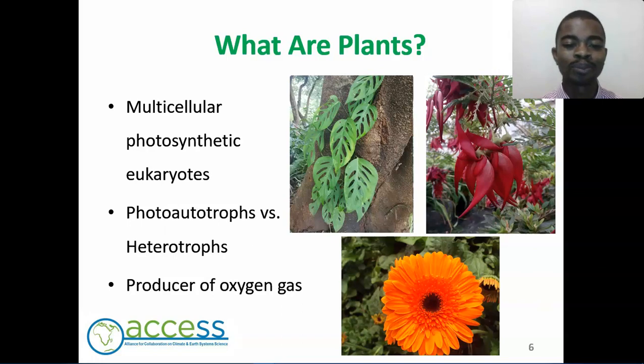Autotrophs are organisms that have the ability to make their own food. So plants are photoautotrophs in that they use light to make their own food. Heterotrophs are organisms such as animals, which includes us, and fungi, which cannot make their own food, so they need carbon and energy sources from other organisms. Now this will be more alluded to in the next talk on food webs. And one of the most important things about plants is that they are producers of oxygen gas, which is like petrol for us humans.